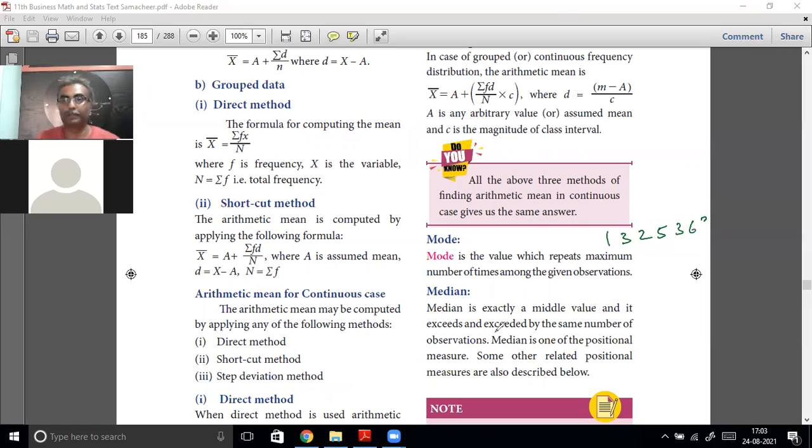இதுல எது மோடு? Three, uncle, it repeats. The one which occurs the maximum number of times. Yeah, it repeats, uncle. Okay, okay, median பண்ணுவோம்.